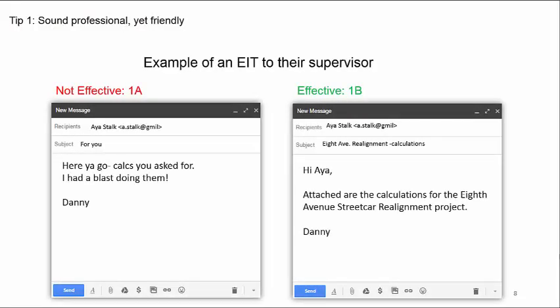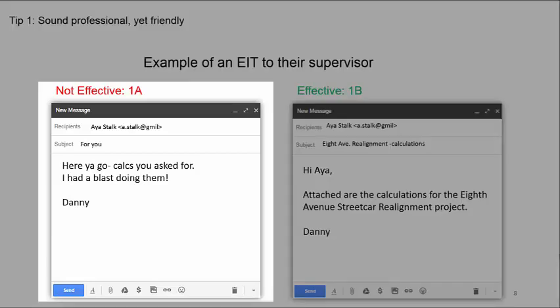The first example comes from an engineer in training writing to his supervisor. Example 1a is far too informal and vague for the workplace. It doesn't identify a professional subject, it doesn't include a salutation, it uses informal expressions like "here you go," and it doesn't provide enough context.